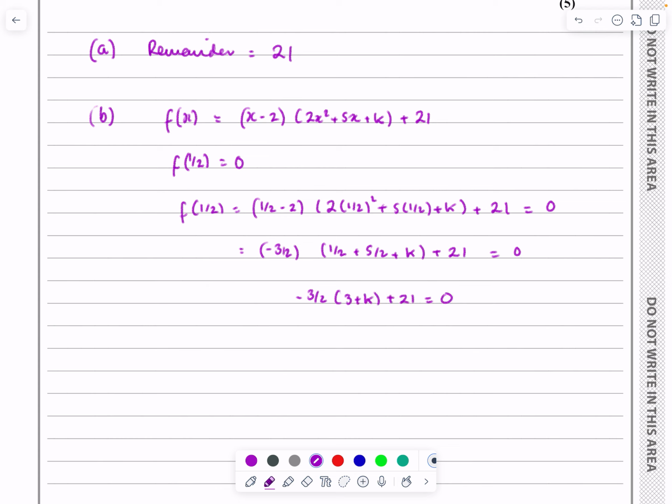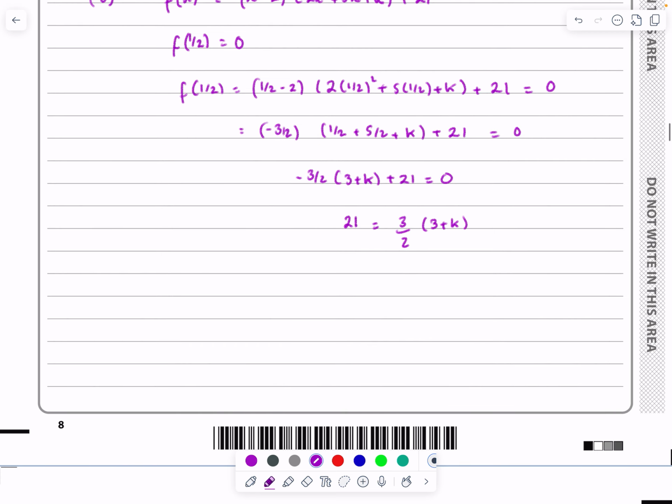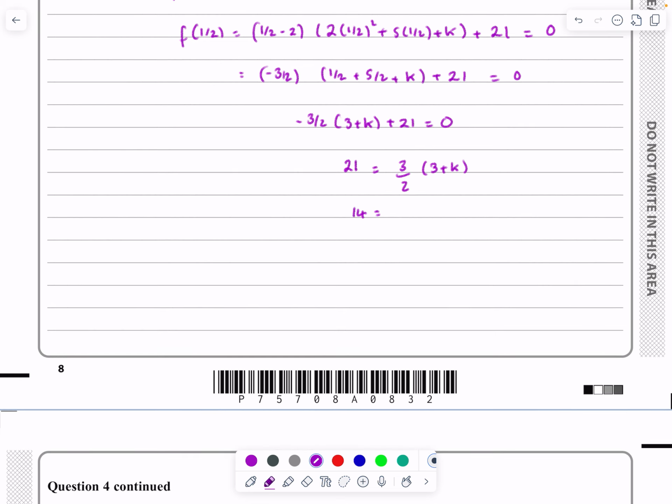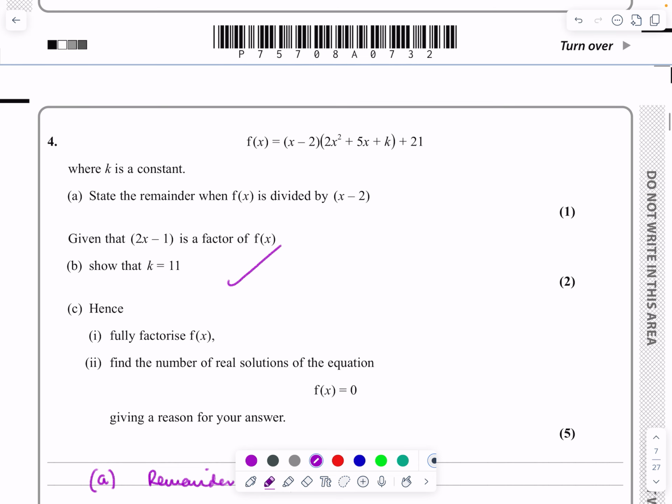I'm doing quite a few steps for this simply because we are trying to show it's equal to something. So if we were just working out k now, I might do far fewer steps than this, but because we're actually trying to prove it, I'll take perhaps a couple of extra steps there. So take the 3 over 2 over. Now multiply by the 2, divide by the 3, we get 14 is equal to 3 plus k. So yeah, we get what we were looking for, which is that k is equal to 11.